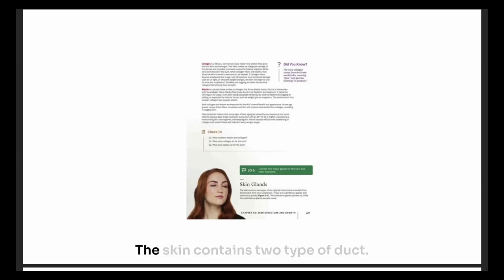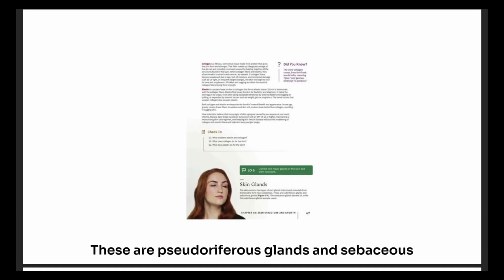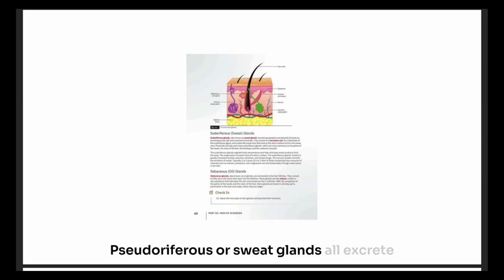Skin glands. The skin contains two types of duct glands that extract materials from the blood to form new substances. These are sudoriferous glands and sebaceous glands. The sebaceous glands secrete oil while the sudoriferous glands excrete sweat. Sudoriferous or sweat glands excrete perspiration and detoxify the body by excreting excess salt and unwanted chemicals.